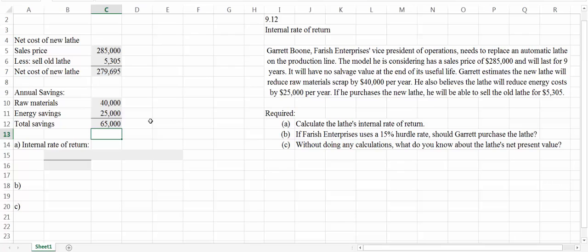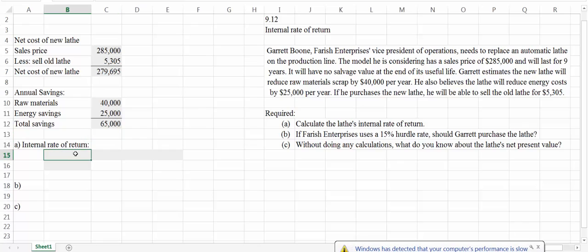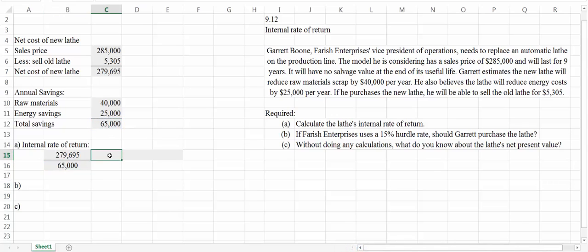Okay, so like we said, we're going to put in our numerator the cost, so that's the $279,695, and in our denominator we're going to put the total savings. Then we're going to divide those two, and that's going to give us the factor that we'll look up in our present value table. So this is equal to that divided by that. That gives us a factor of 4.303.